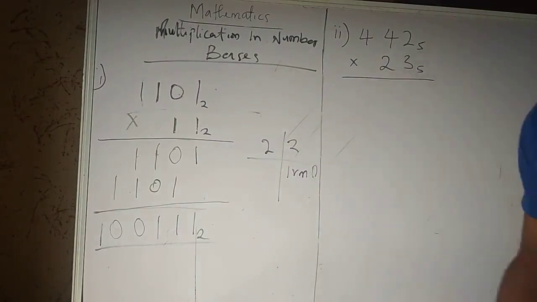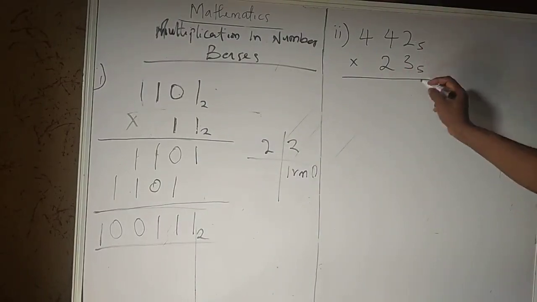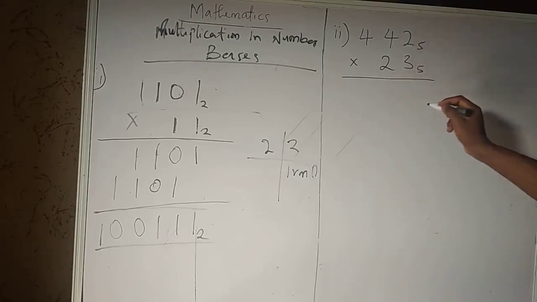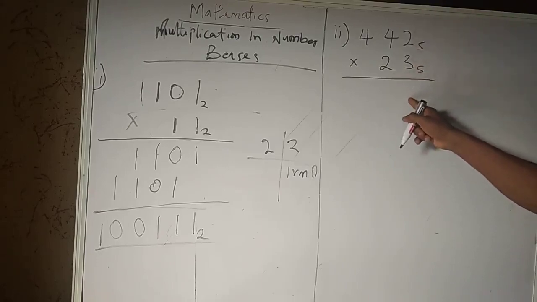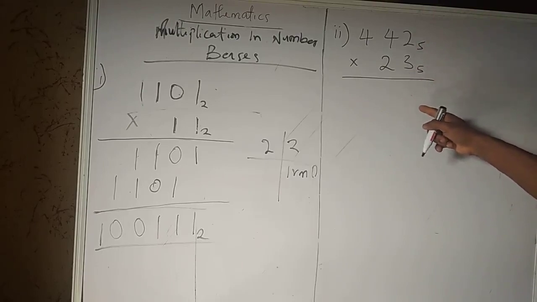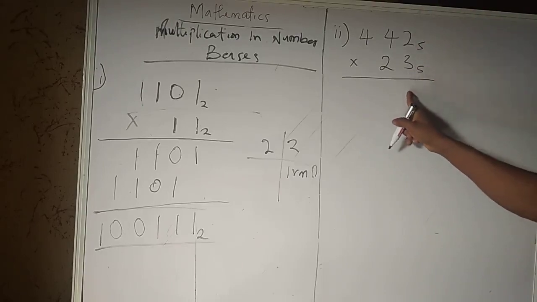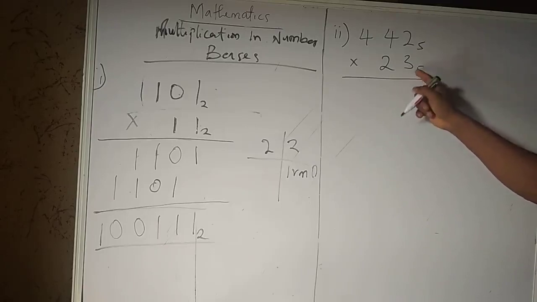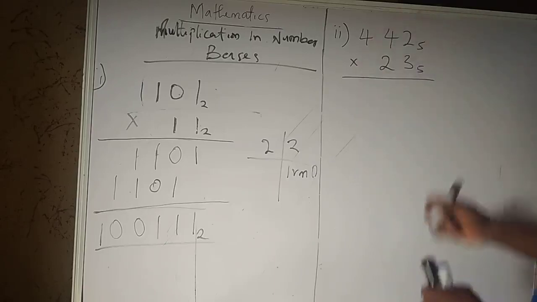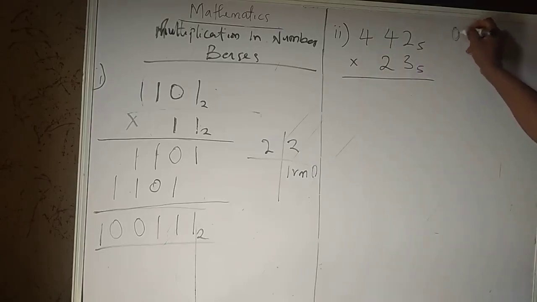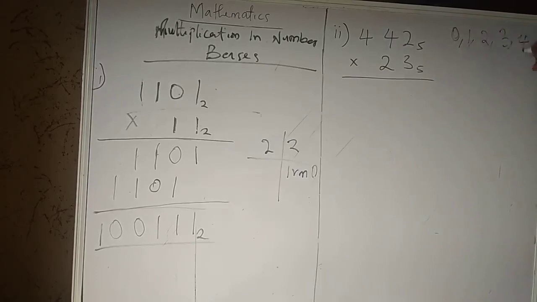Let's also take this one. This one is in base 5 now. So we have 3 times 2 here. 3 times 2 is going to give us 6, but we're not going to write 6, because 6 is not a digit that is allowed in base 5. The highest digit you can have in base 5 is 4. So you have 0 as a digit in base 5, which is allowed, 1, 2, 3, and 4.